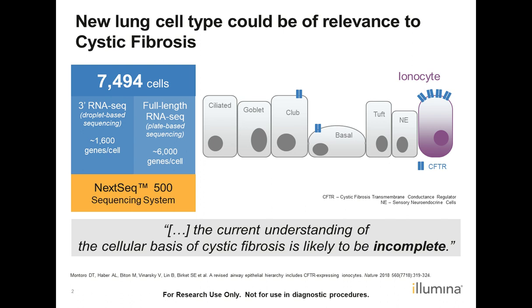This is something that wouldn't be evident from bulk studies, because then all the cell types would just have averaged out each other, and you wouldn't be able to find these rare but very critical types of lung cell. Well, this is just an example from the literature, but of course, there are many more.